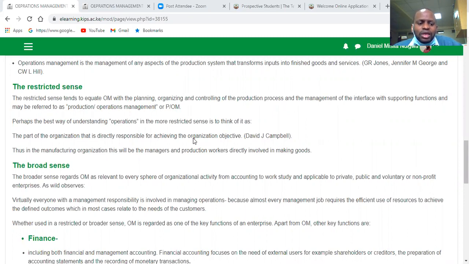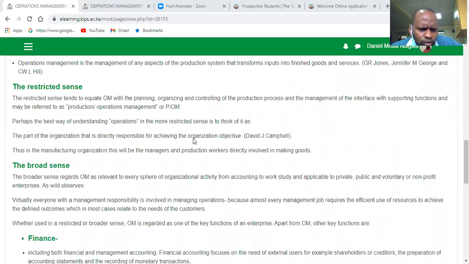Number one is the restricted sense. This sense tends to equate operations management to the normal planning, organizing, and controlling of production processes, and the management of the various interfaces which support the functions, and may be referred to as production operations management. Remember, management is all about planning, organizing, directing, and controlling of various resources. So this restricted sense restricts operations management to just planning and organizing.